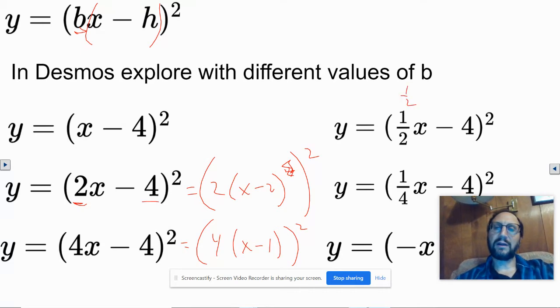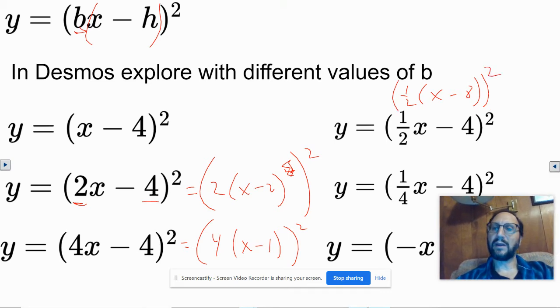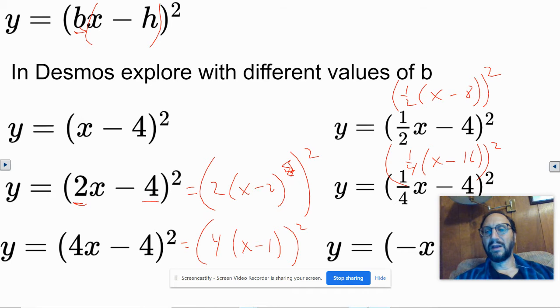This one over here, if we take out a 1/2, we end up with x minus 8, the whole thing squared. Getting a little rambunctious with my squaring. All right, so we can see this one's 8 units to the right, and likewise this one, 1/4 of 16. This would go all the way to 16, and I can't see the one that's underneath there. But with this negative x in front, it means that it's flipped over the y-axis.